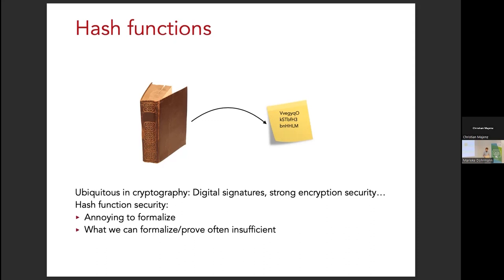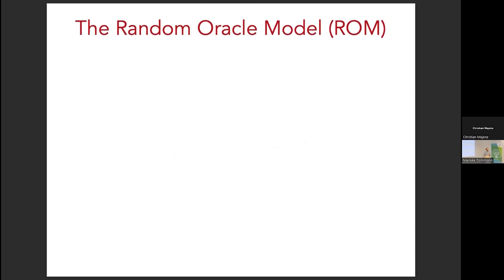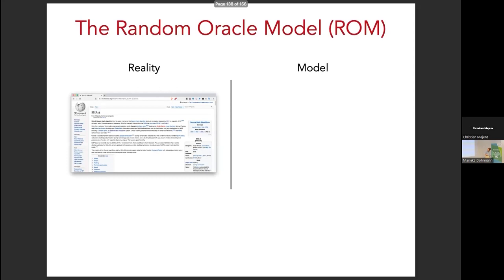So giving up is not an option. We need cryptography and it needs to be efficient. So instead, we just move to this fantasy land, which is called the random oracle model. Here's a comparison of the reality and the model. In the reality, we have some algorithm. It's on Wikipedia. Anybody can implement it.